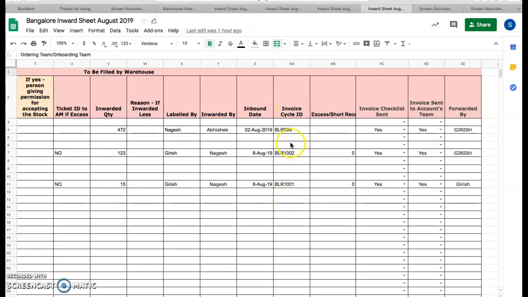Invoice cycle ID. This is a sequential ID given for the reference of the finance team so that they can enter it rightly in Tally.